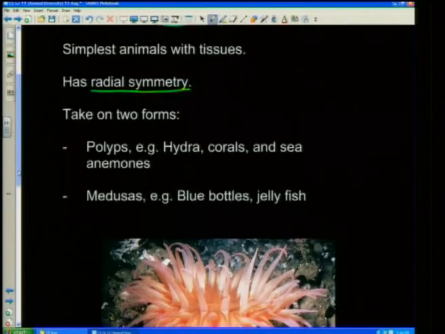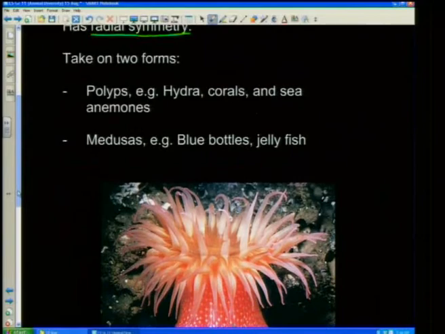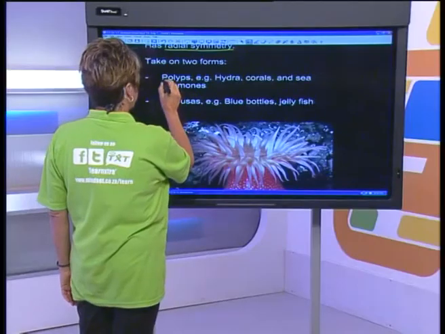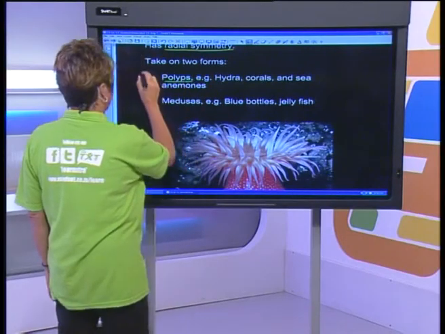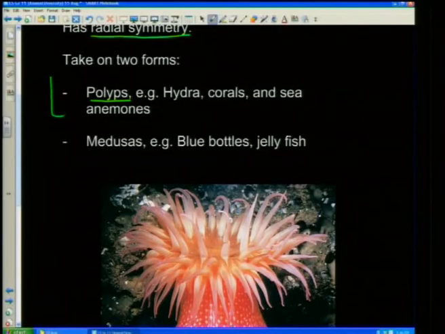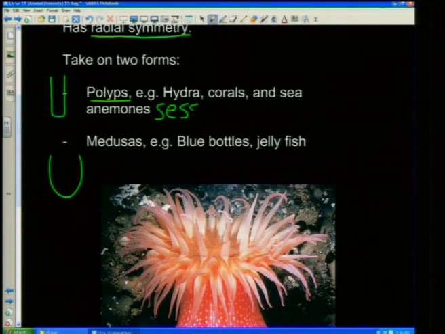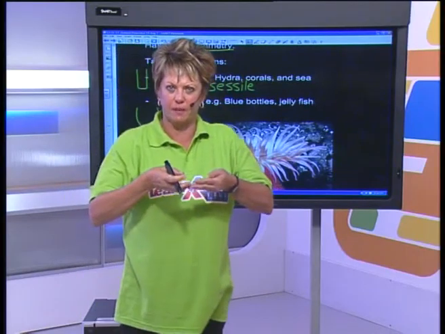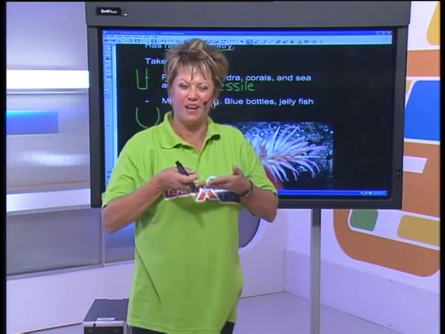Now, there are two forms of this group of animals. They are known as polyps, which have a vase form or structure, and medusa, as you know, the blue bottles and jellyfish, which are more bowl-shaped. The polyps are sessile. Sessile means they sit in one place. They are actually attached to their substrate.